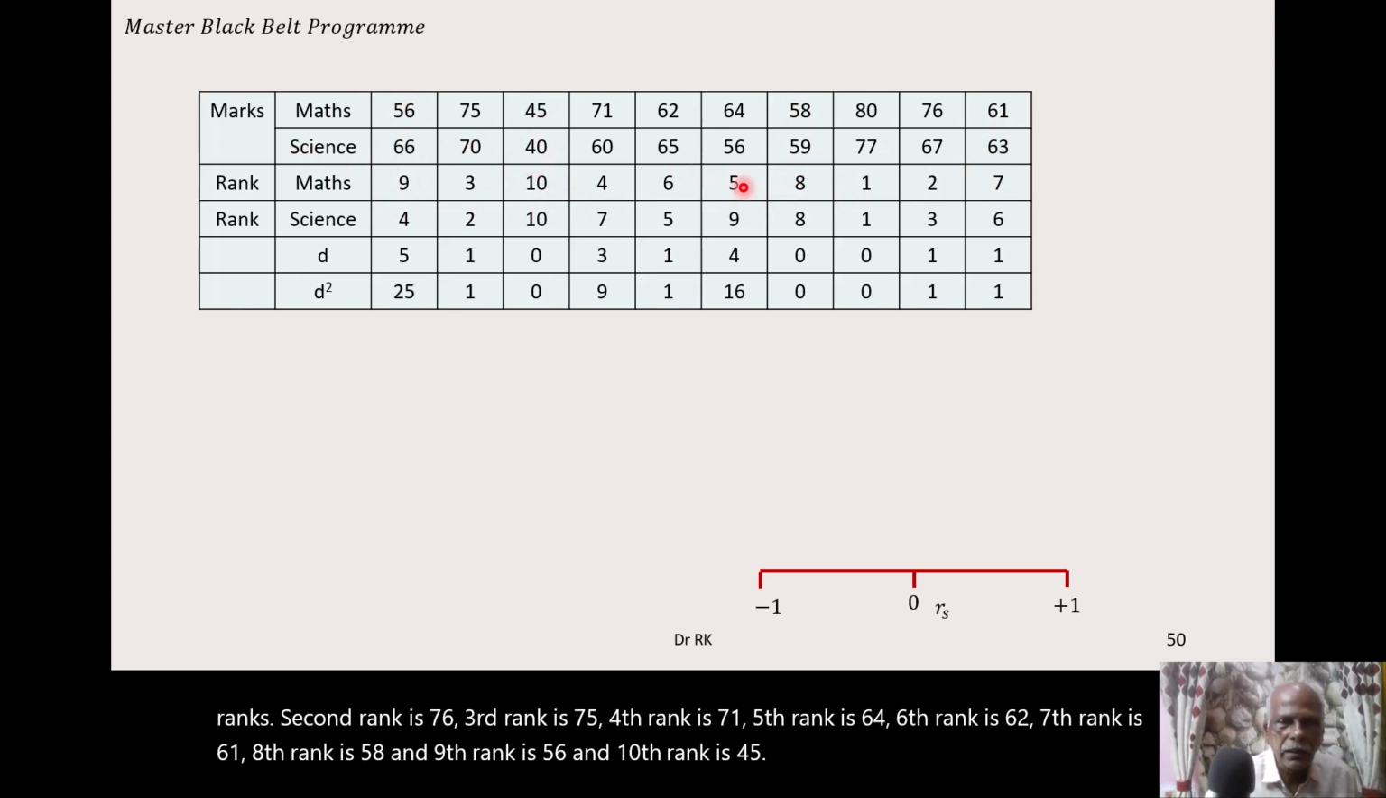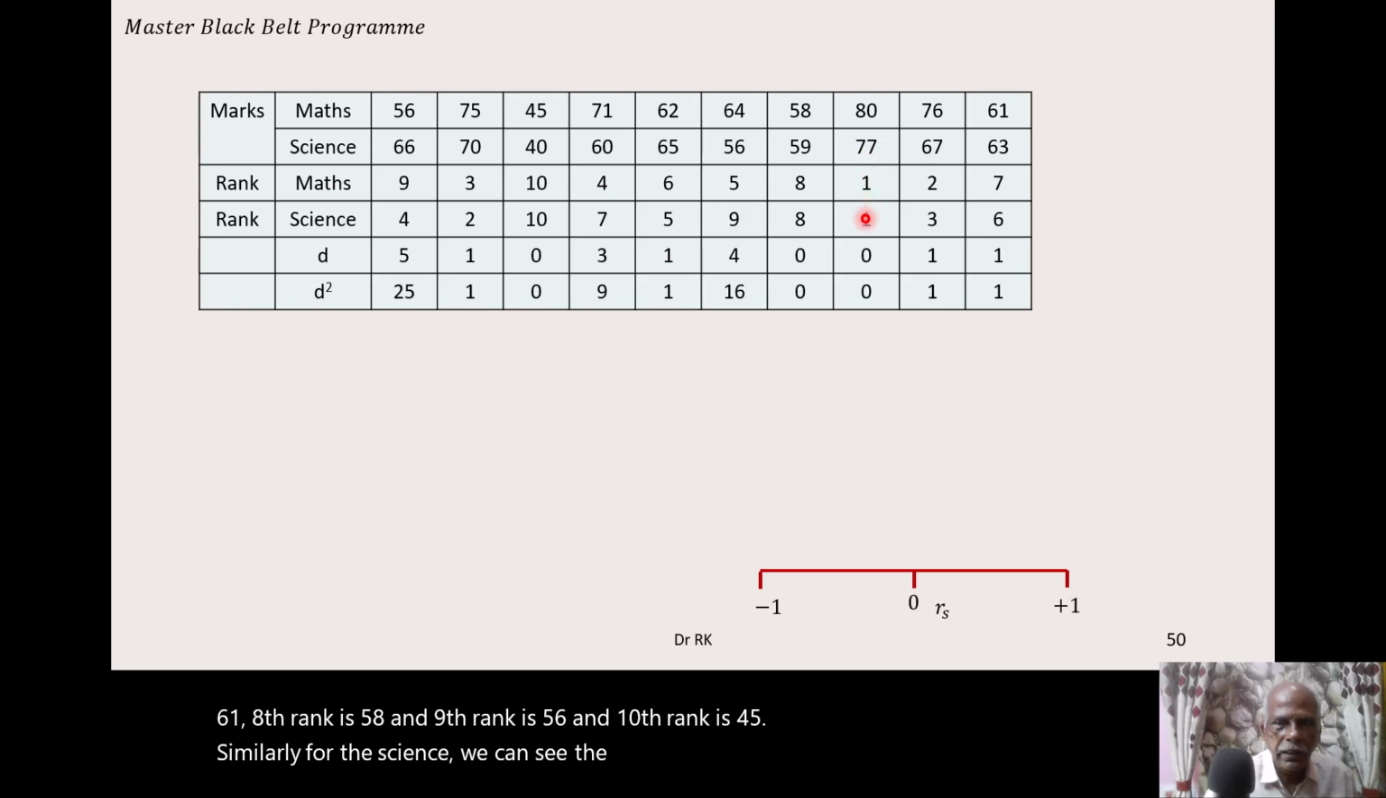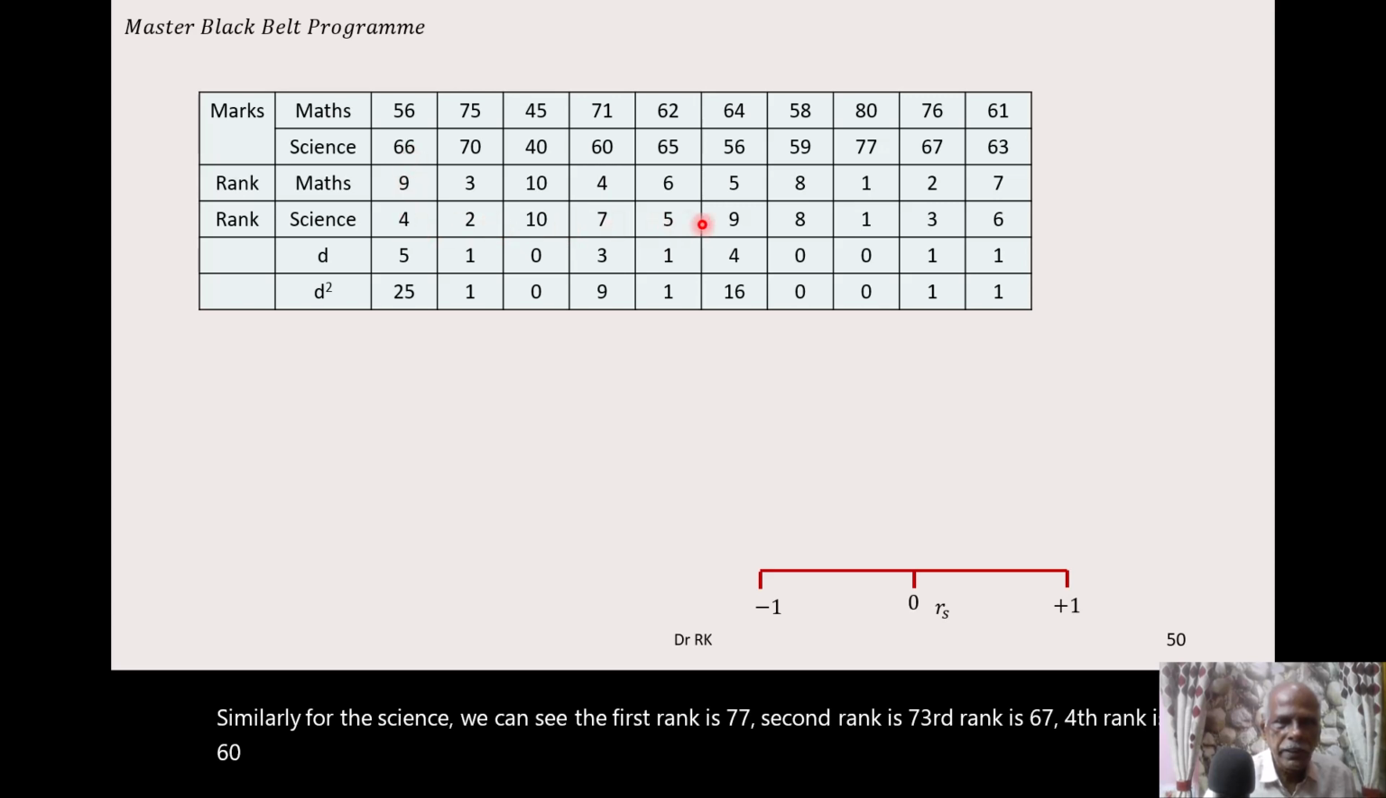Similarly for science, the first rank is 77, second rank is 70, third rank is 67, fourth rank is 66, fifth rank is 65, sixth rank is 63, seventh rank is 60, eighth rank is 59, ninth rank is 56, and 10th rank is 40. Now I am finding the difference between the ranks.